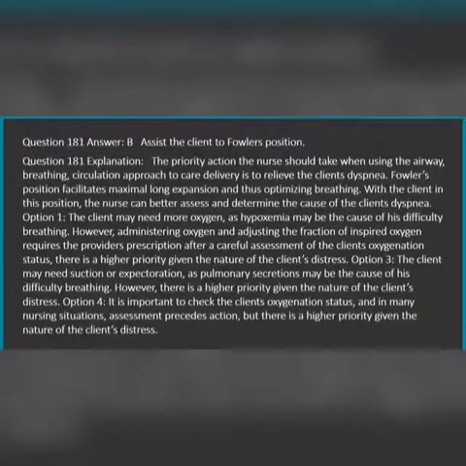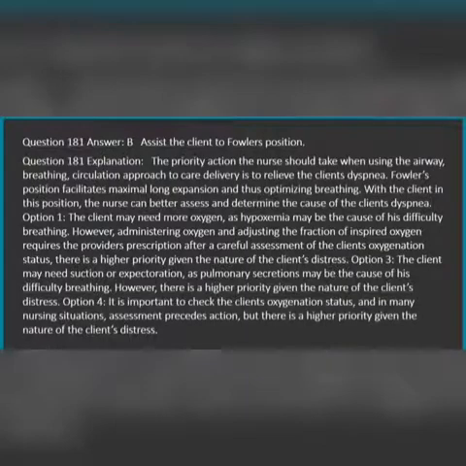Fowler's position facilitates maximal lung expansion and thus optimizes breathing. With the client in this position, the nurse can better assess and determine the cause of the client's dyspnea. Option 1, the client may need more oxygen, as hypoxemia may be the cause of his difficulty breathing. However, administering oxygen and adjusting the fraction of inspired oxygen requires the provider's prescription after a careful assessment of the client's oxygenation status. There is a higher priority given the nature of the client's distress.